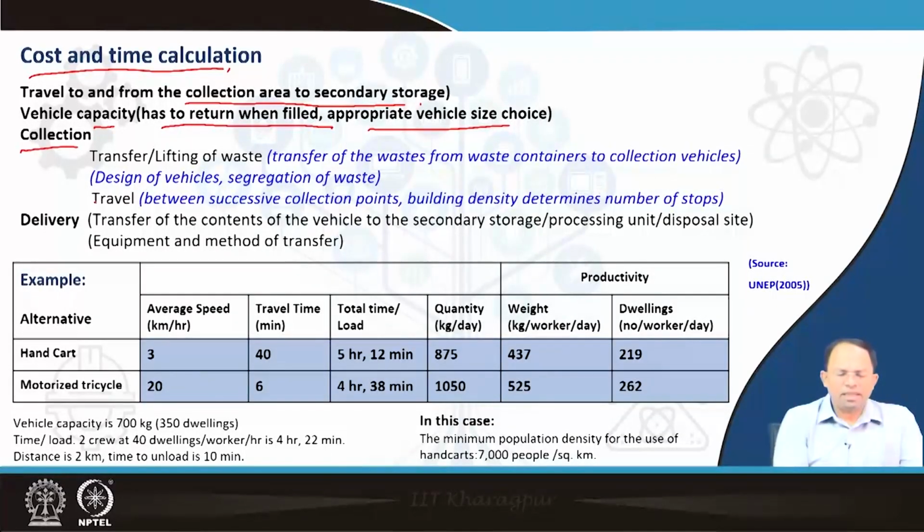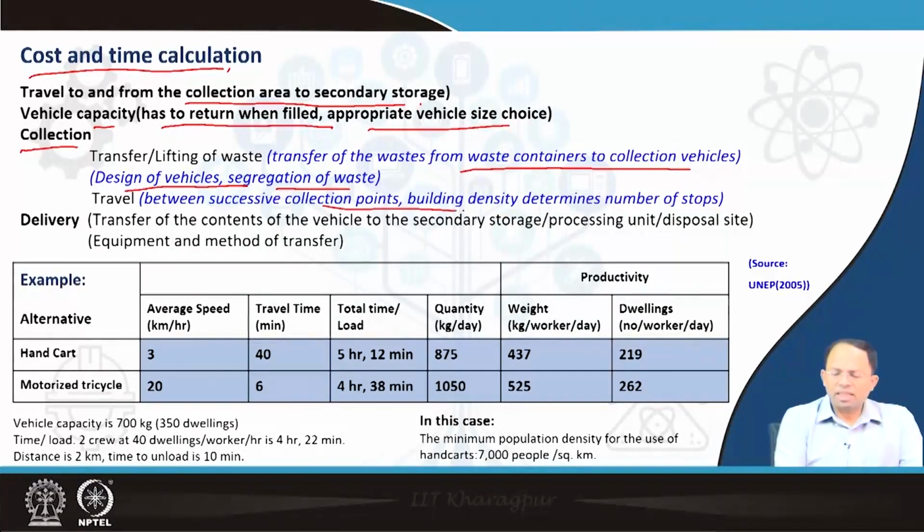Then in the collection part, the transfer and lifting of waste, that is transfer of waste from waste containers to collection vehicles. The design of vehicles, segregation of waste, all these things play a role. If I design the vehicles in such a way that I make the transfer convenient, then I will spend less time in the transferring of waste. Otherwise, it will involve more time.